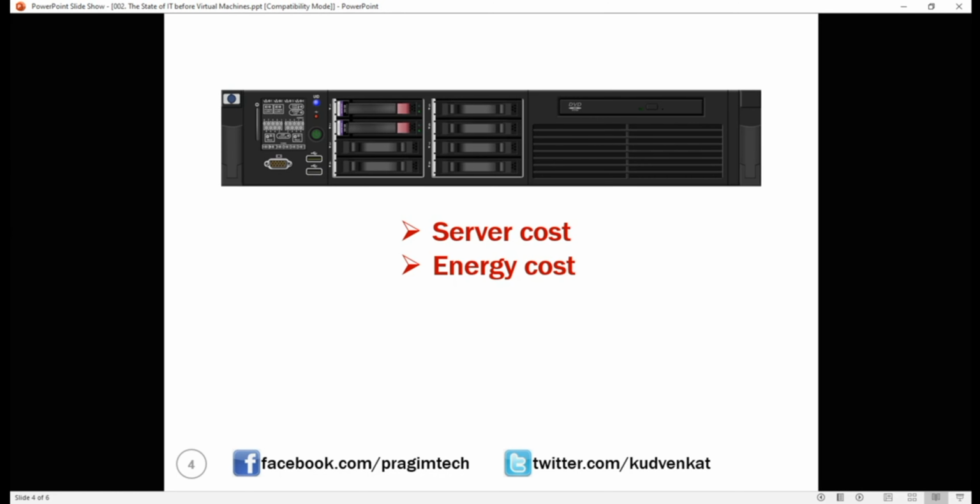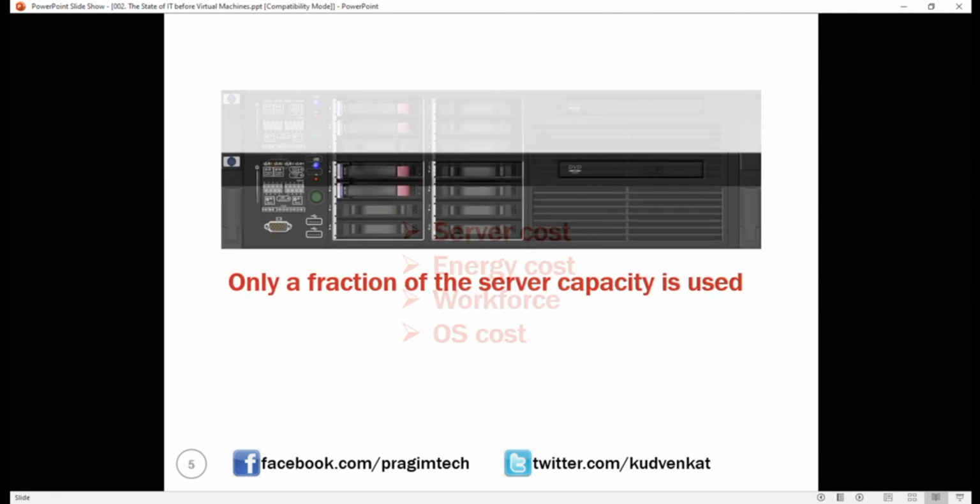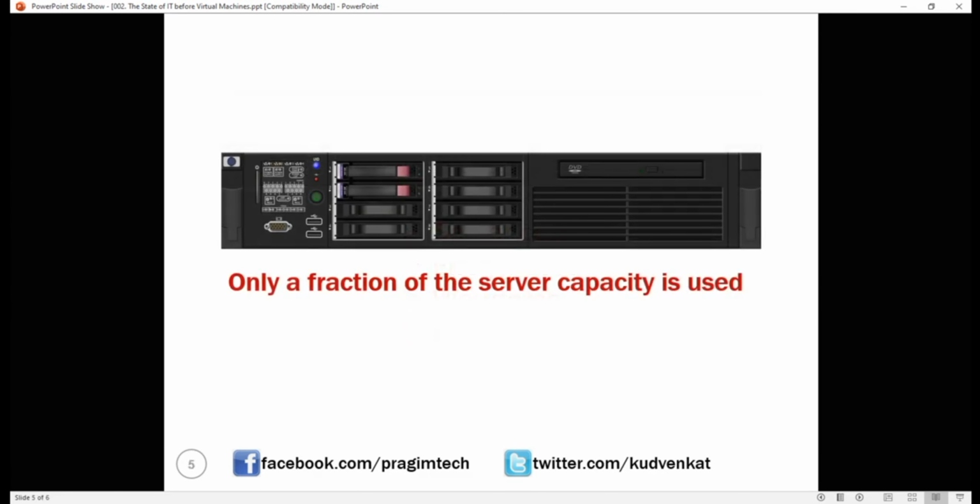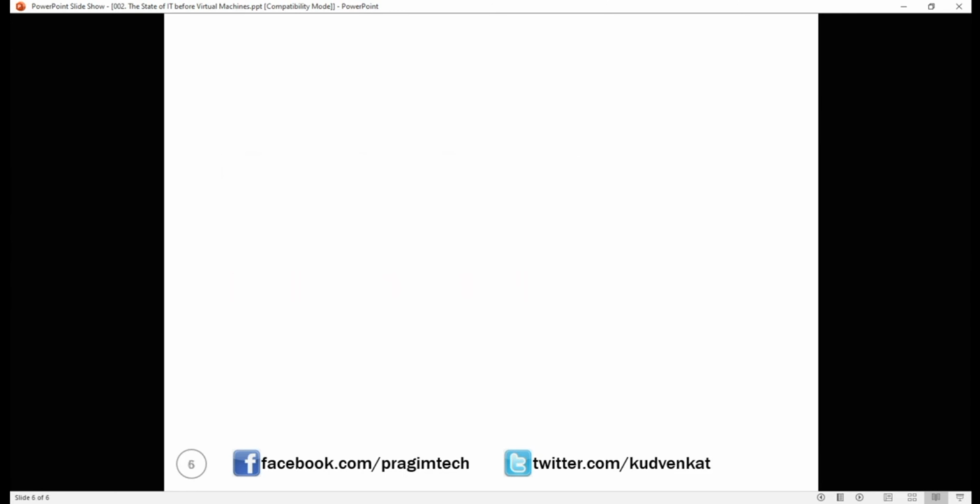And we also have to hire workforce to maintain the server. Don't forget the operating system license. We have to pay for that as well. In many cases, only a fraction of the server capacity is used, which means obviously a lot of company money is wasted. So we have a physical server.